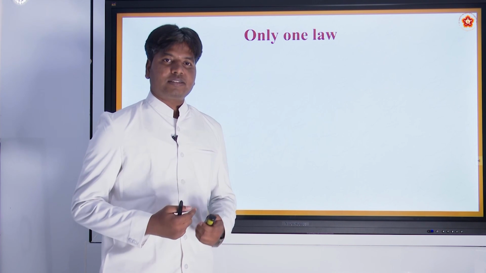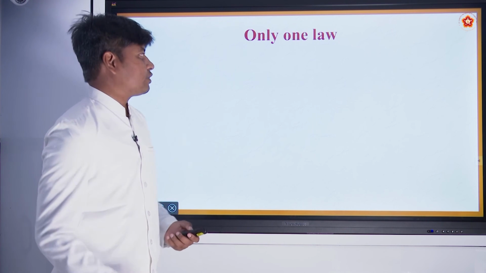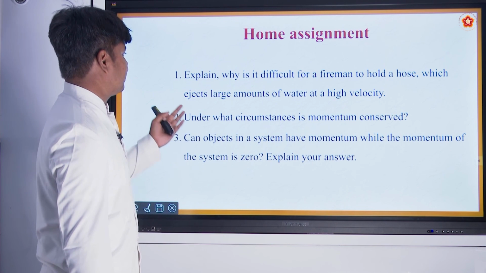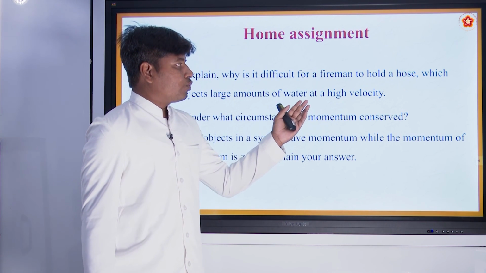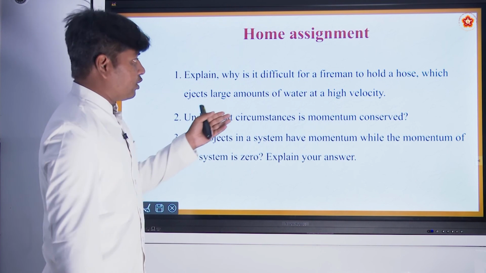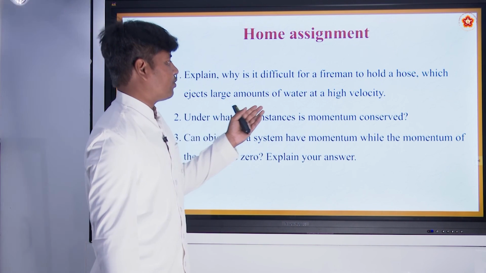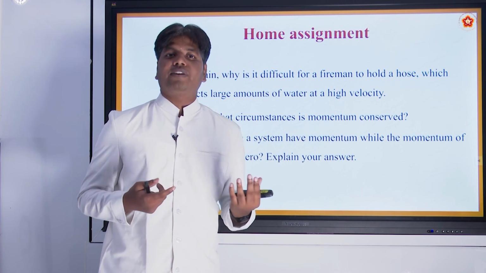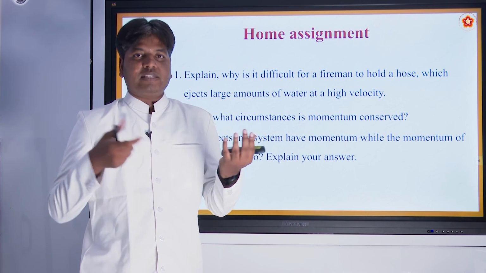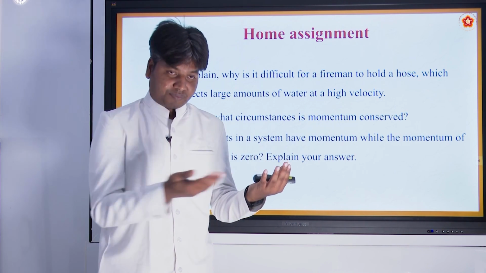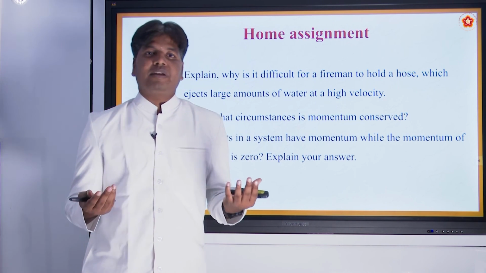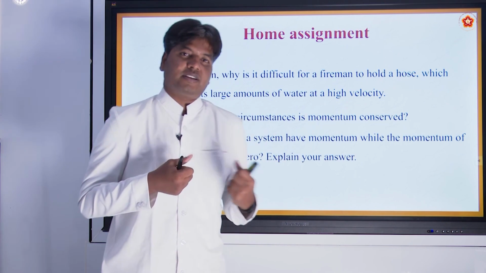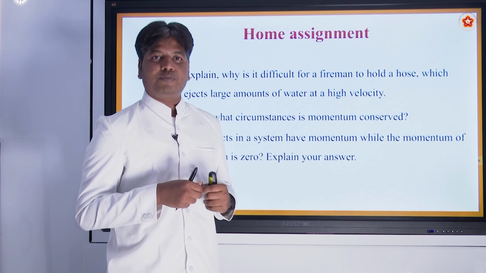Before going to the next session, let me give you some home assignment so that you can solve it and get familiar with this topic. The first question: explain why it is difficult for a fireman to hold a hose which ejects a large amount of water at a high velocity. That means he is asking why it is very difficult for a fireman to hold a hose, which he has to hold with great rigidity. Why is it difficult for him to hold the hose?